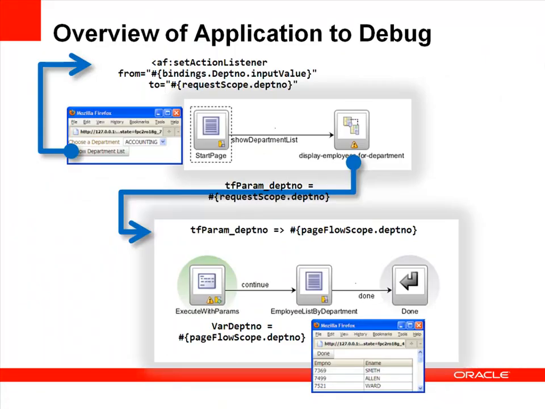Here's another example of an application to debug. In this case, a setActionListener is called when a button is pressed, setting the value of a department number. That department number is passed to a task flow parameter, and the nested task flow uses the department number as a bind variable to filter the employee's query by department.